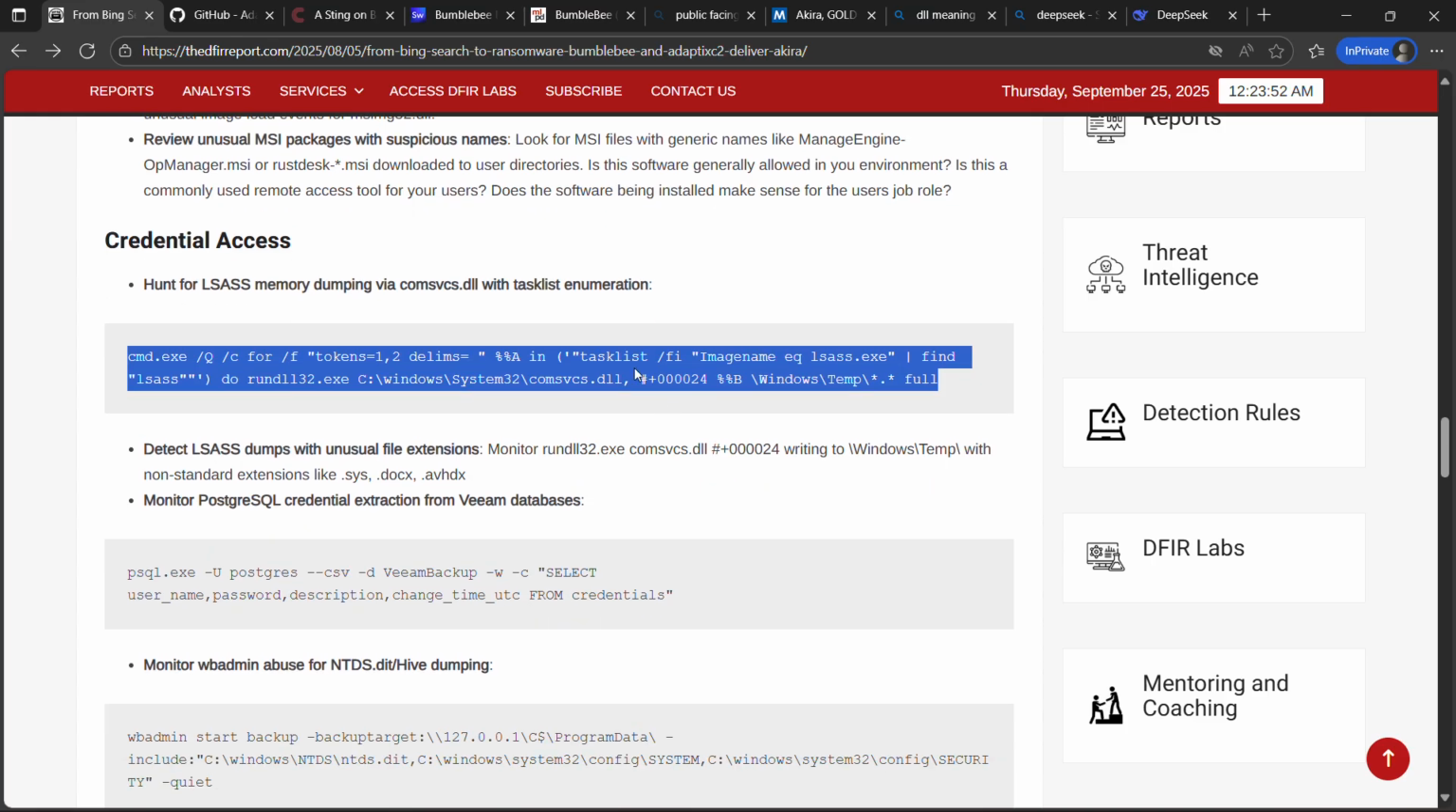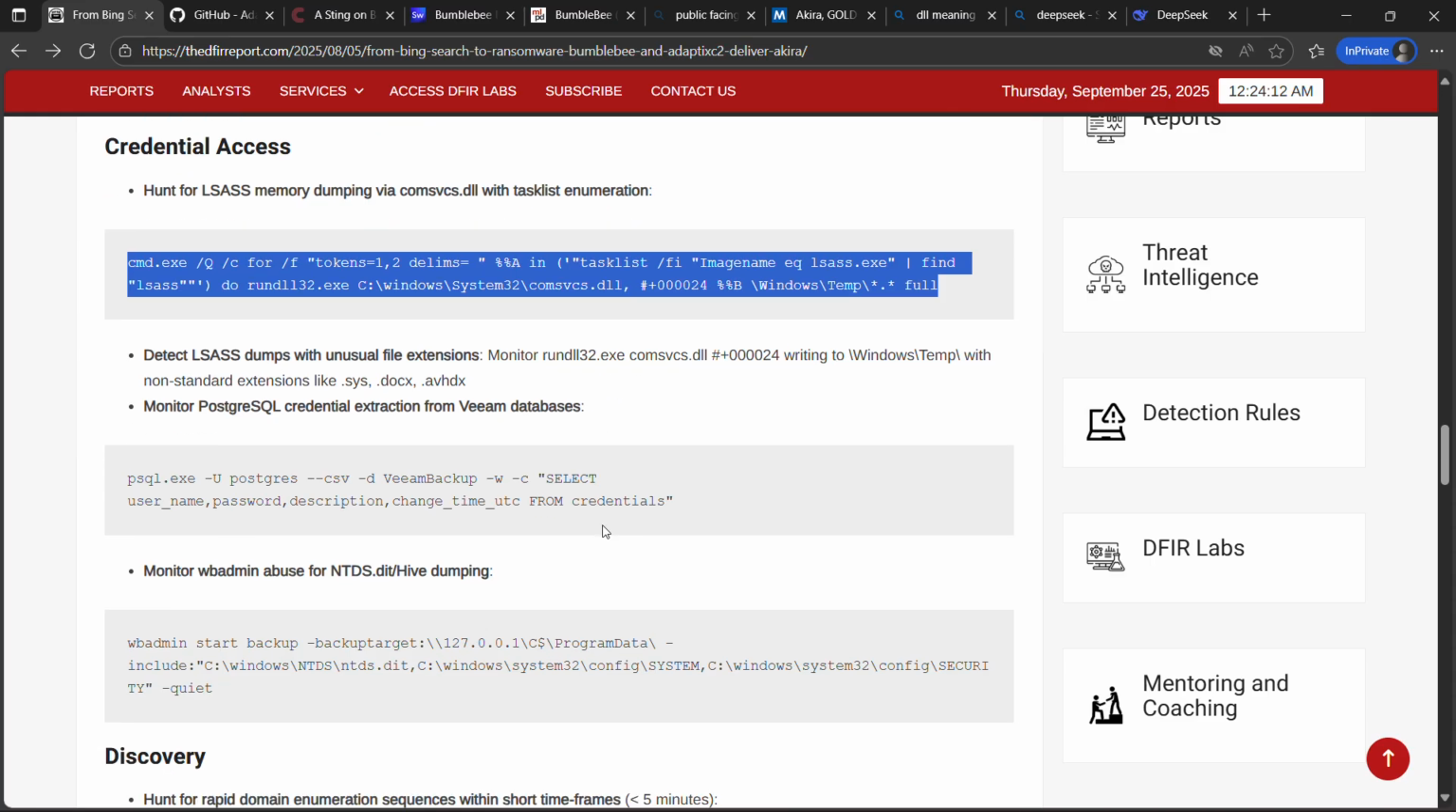Okay. Detect LSASS dumps with unusual file extensions. Monitor rundll32.exe with comsvcs.dll writing to Windows temp with non-standard extensions like .sysdocs. Monitor PostgreSQL credentials extraction from Veeam databases, psql.